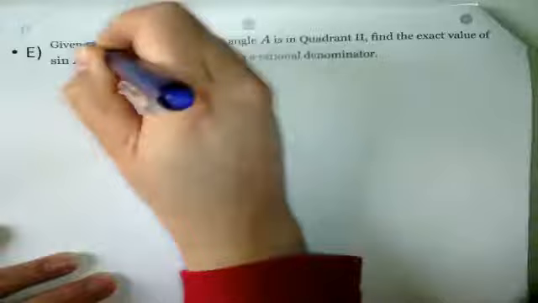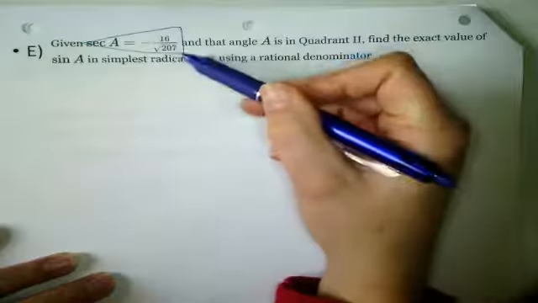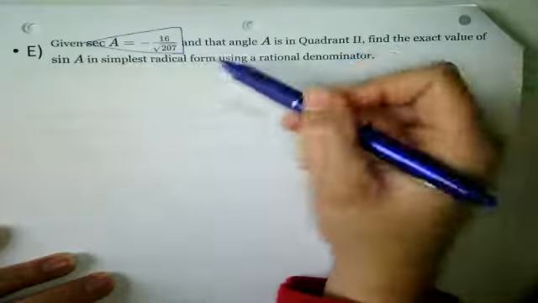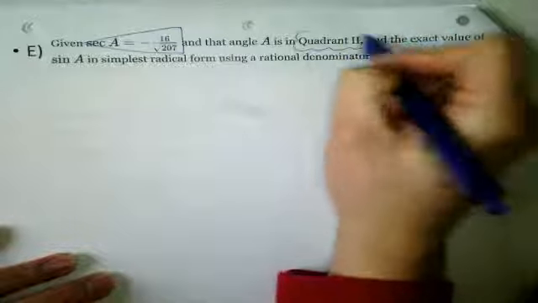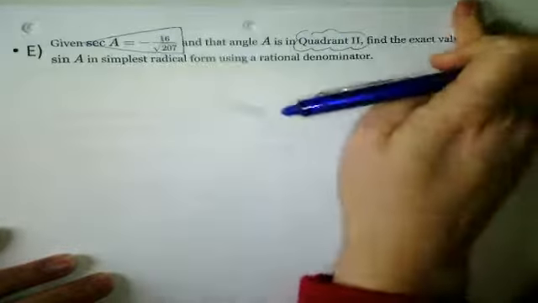Okay. Given secant of A equals negative 16 over radical 207, and angle A is in quadrant 2, find the exact value of sine of A in the simplest radical form.